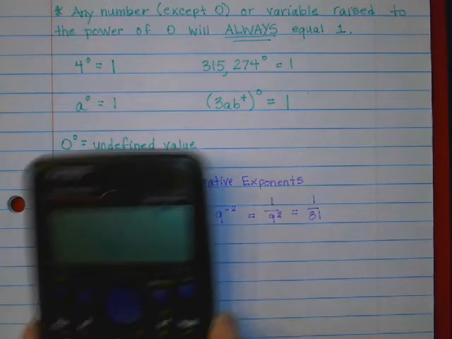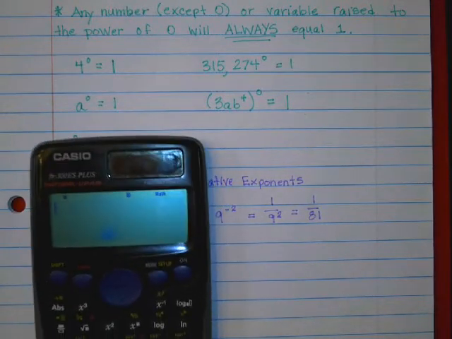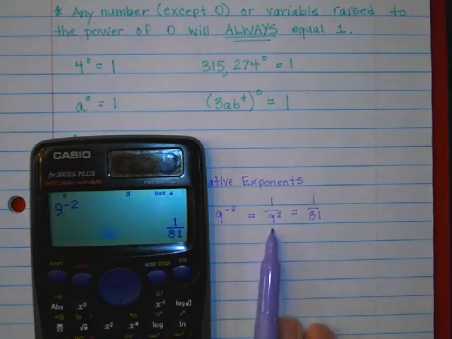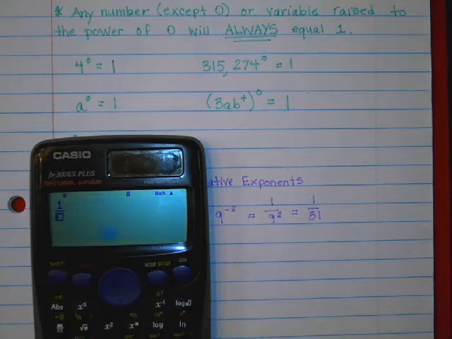So again, I'm going to go ahead and put this up in our calculator here. We're going to put this in. We're going to do 9 to the negative 2, and you'll see we'll get 1 over 81. Or if we wrote it this way, 1 over 9 squared, we'd also get 1 over 81.